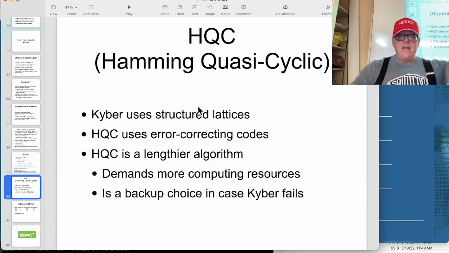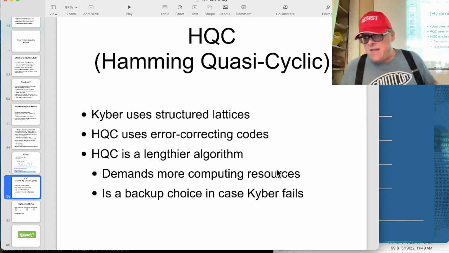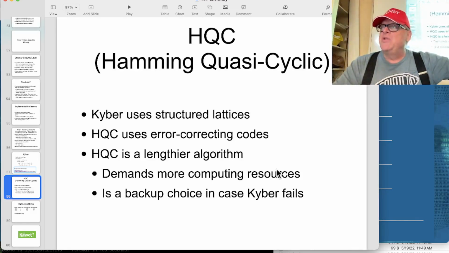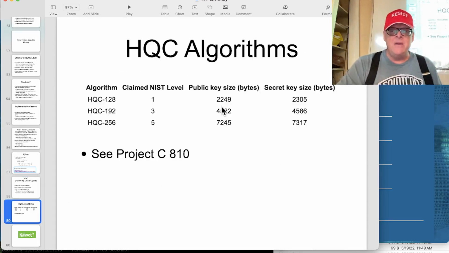We can do it. And the Hamming Quasi-Cyclic one uses structured codes. Kyber uses lattices. This one uses error-correcting codes. It's a lengthier algorithm demanding more computing resources, so this is not recommended by the National Institute of Standards as the most common algorithm to use. It's a backup choice in case Kyber fails. And as I've said, there's a pretty high chance that these post-quantum algorithms will fail because they're new and a lot of mathematicians have not yet spent a lot of time cracking them.